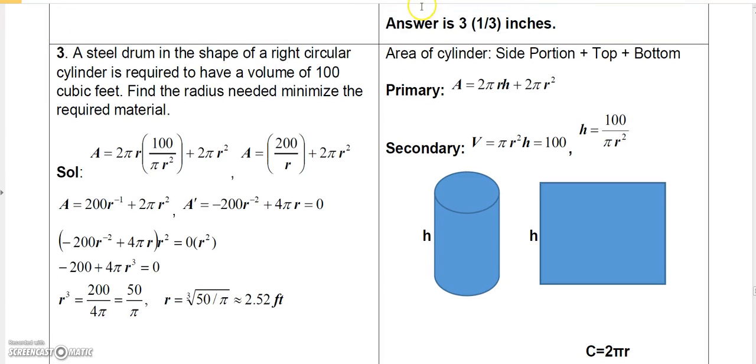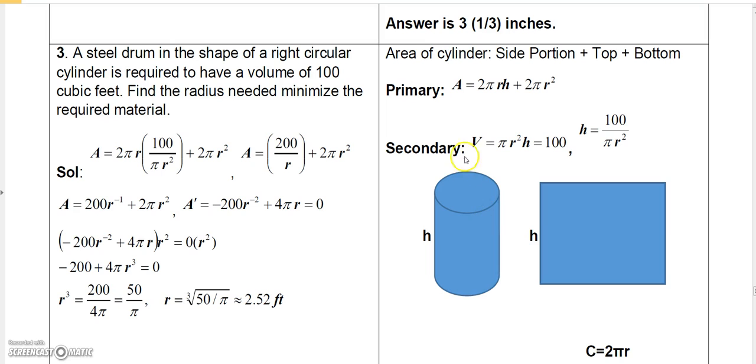I'm going to continue in this video on optimization problems. So in this problem, we have a steel drum that's in the shape of a right circular cylinder, and it's required to have a volume of 100 cubic feet. And we want to find the radius needed to minimize the required material.